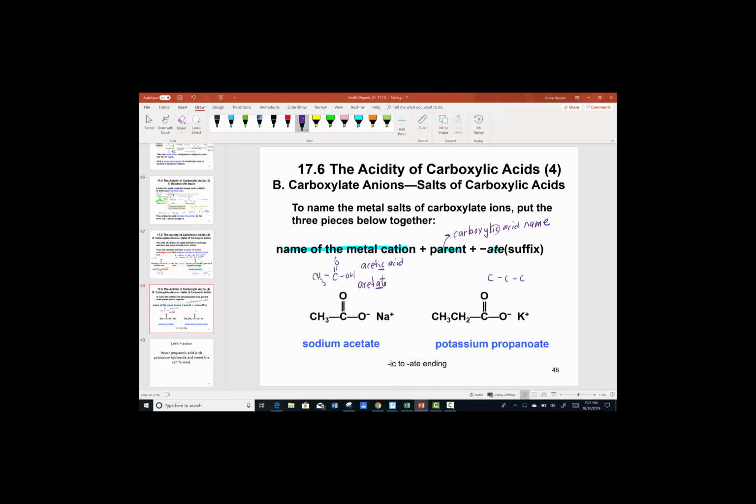Here we have 3 carbons. The acid itself would be called propanoic acid. Take the ic and turn it to ate. So the anion would turn into propanoate. Notice that I'm only removing the ic, not the O with it. The O stays with it. But over here, remember, there was no oxygen, so it just says acetate or propanoate as the last name of that negative anion, potassium propanoate.